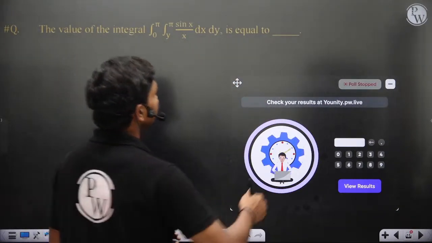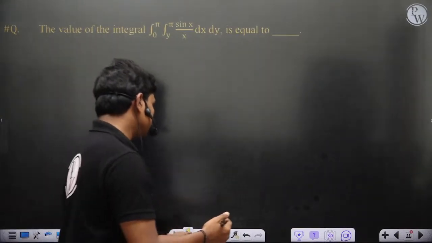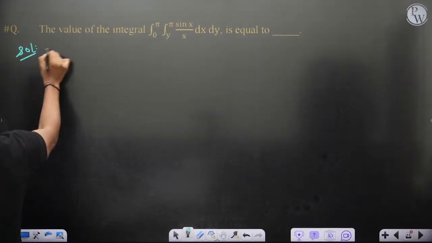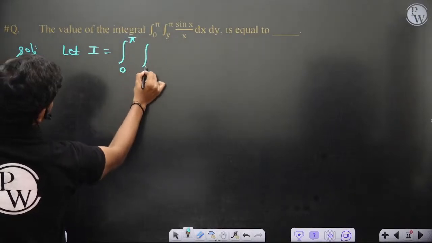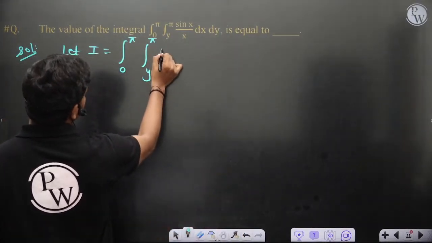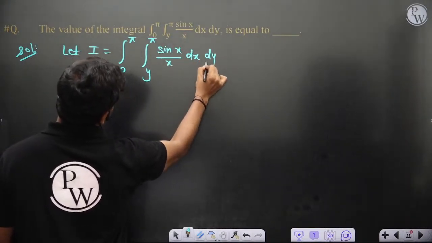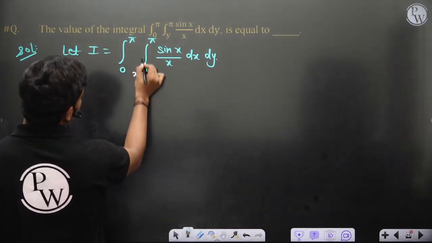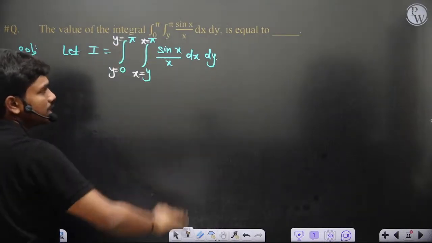So let's solve this question now. Directly, if you make an attempt to solve this question, it would be slightly difficult to integrate this. Let I be equal to the integral from 0 to pi of the integral from y to pi of sin x by x dx dy. Clearly you can see there is a function of y here, so these are x limits, and the limits on the outer integral are y limits.